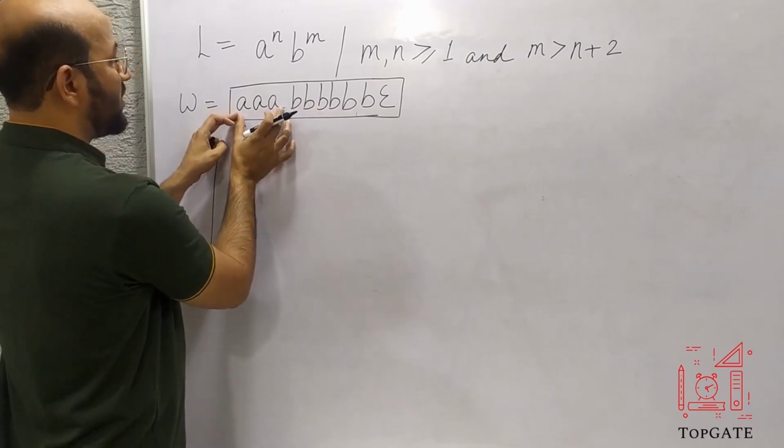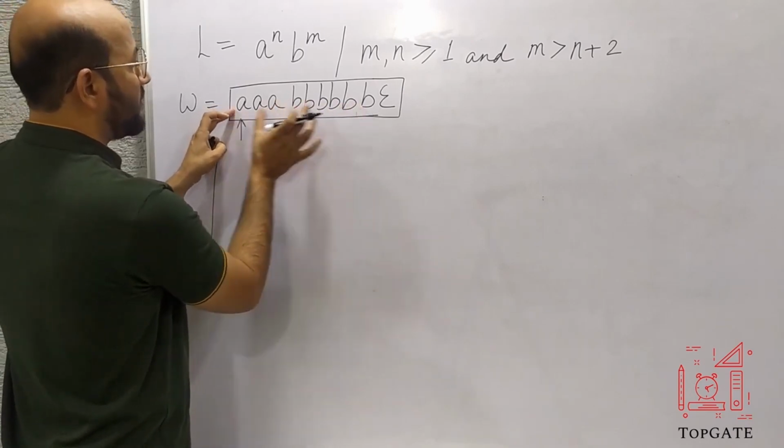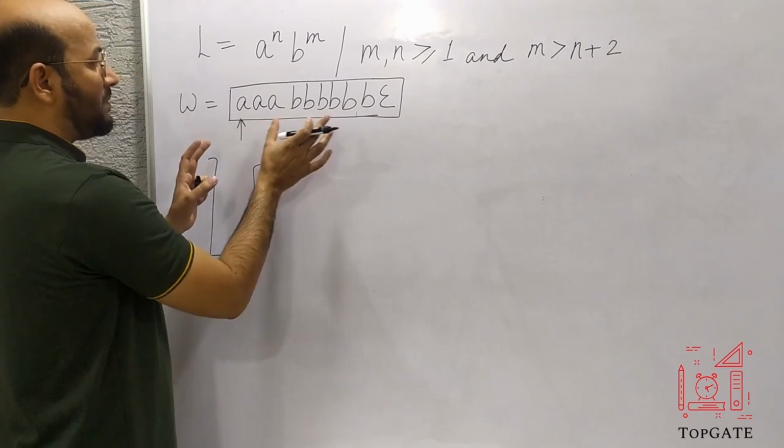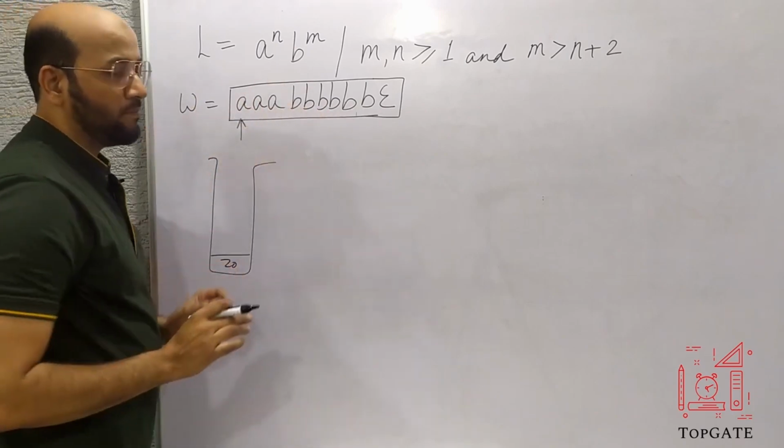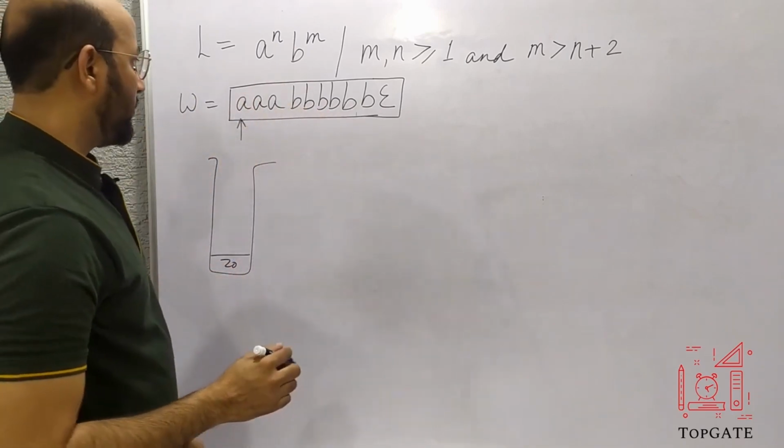Okay, if we have 4 here, we'll pop 4 here. If we have 5 here, we'll pop 5 here. Fine. So how many elements are there for A? We'll pop for B. Fine. So let's begin with this one.